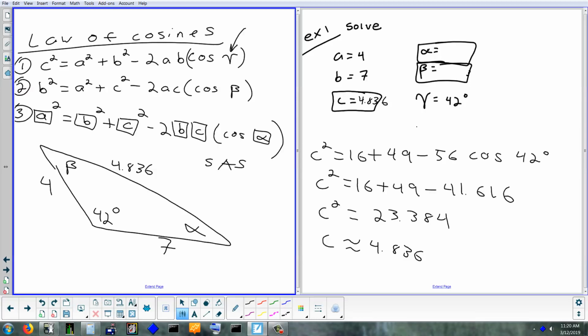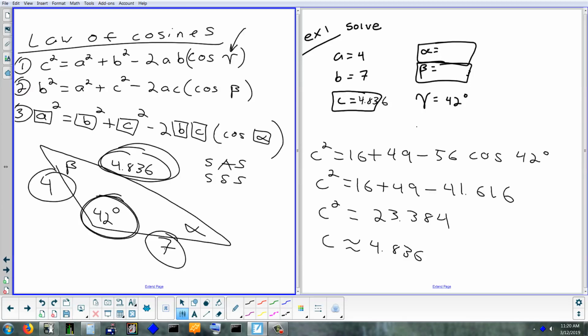What else? Side, side, side. That's one. Side, side, side would fall under which law? Cosine. It's still law of cosines. There's one more type. Side, side, angle. Whichever way you look at it, side, side, angle. Which law does side, side, angle fall under? Sine. That's law of sines, but that's the case we don't like. Remember, that's the case where you're going to do all the one solution, two solution stuff.